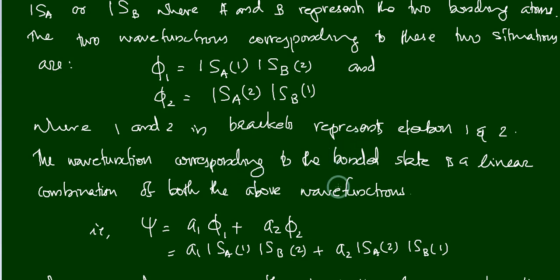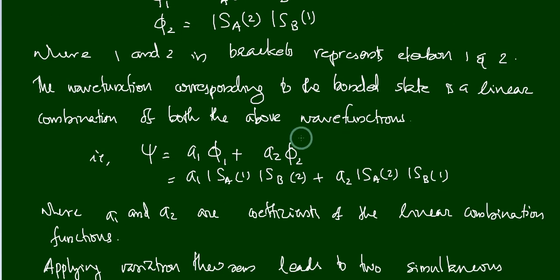The wave function corresponding to the bonded state is a linear combination of both the above wave functions. So the wave function corresponding to the bonded state is therefore psi equal to A1 phi 1 plus A2 phi 2. Actually, I already said that this exchange of electrons between the atomic orbitals leads to the bonding.